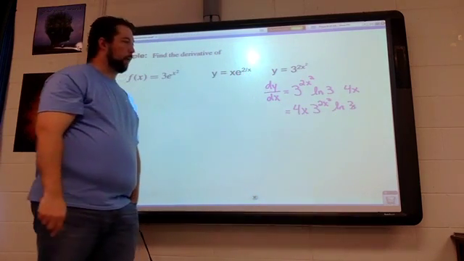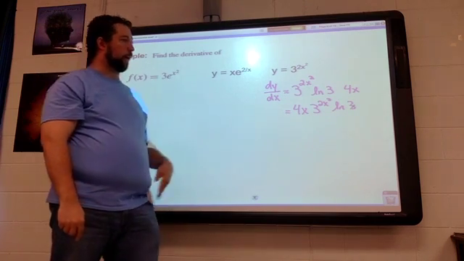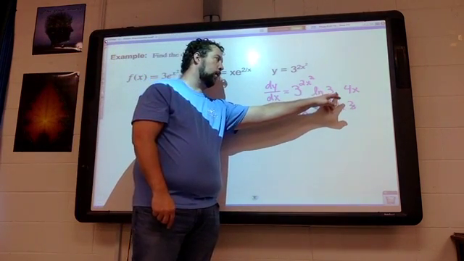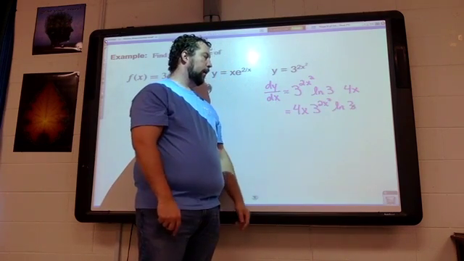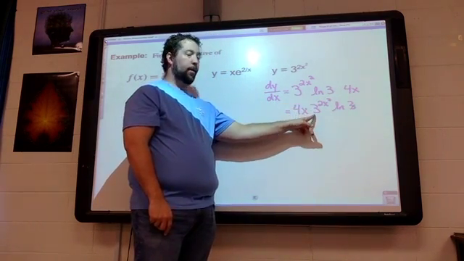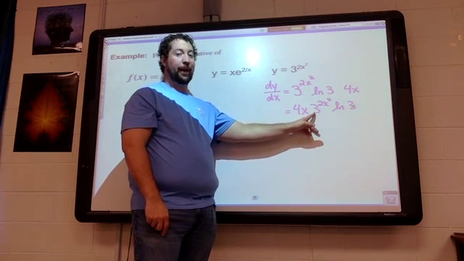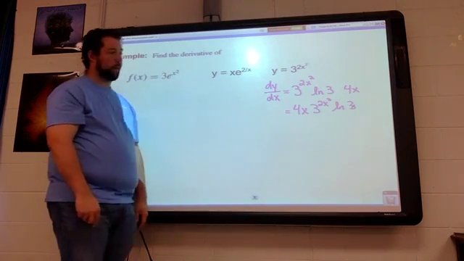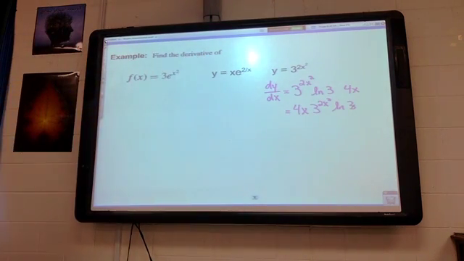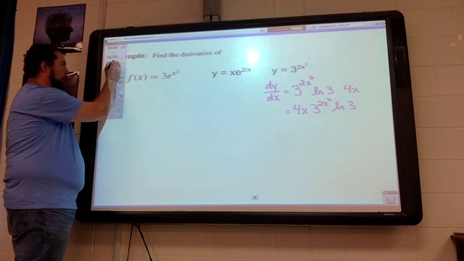That way, you really don't have too much trouble telling what's inside the natural log and what's not inside the natural log. 3 is, 4x is not. And having the x there, you really don't have a hard time telling what the base of the exponent is. And there it is. You might see the natural log out in front as well. It doesn't really matter.